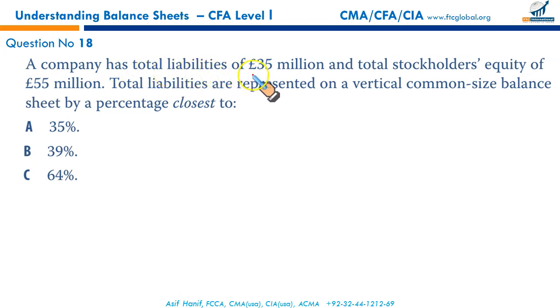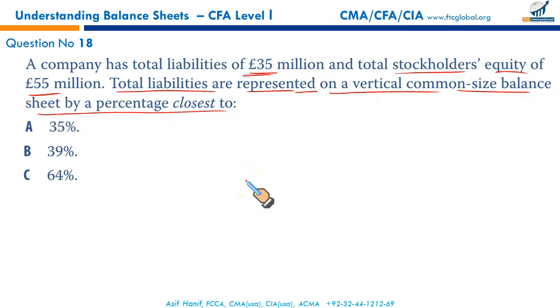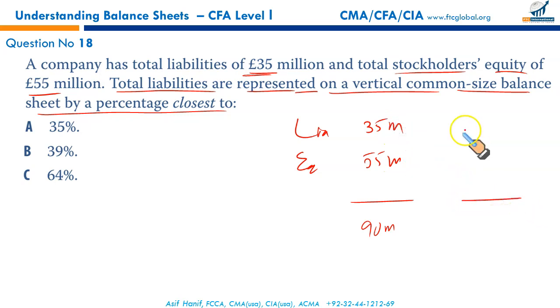A company has total liabilities of 35 million and total shareholders' equity of 55 million. The total liabilities are represented on a vertical common size balance sheet as a percentage closest to what? We know liabilities and equity are the other side of the balance sheet. Liabilities are reported as 35 million, equity is 55. So the total of these will be 90 million. So when we express them on a percentage basis, the base is 90, not 100. So when you take 90 as a base and express 35 as a percentage of 90, 35 by 90 gives you 39%.